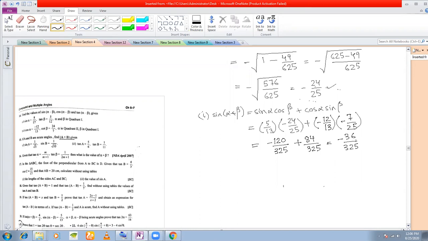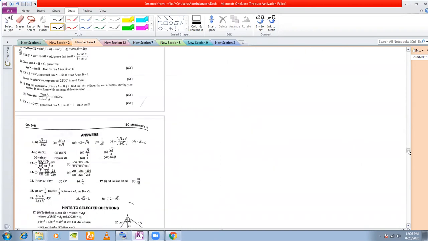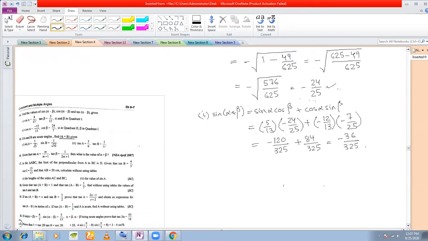Will it cancel with 3? I think so. No, it will not. It will not cancel with 3. Okay, so what is the answer here? Yes, minus 36 by 325. So answer matched. Next, we proceed to calculate cos alpha plus beta.